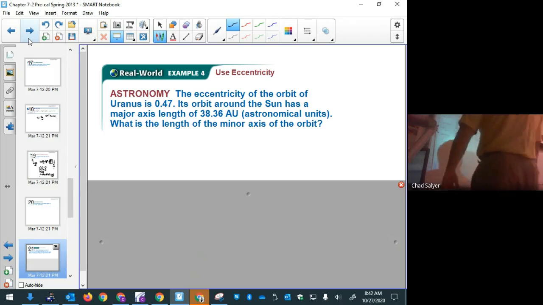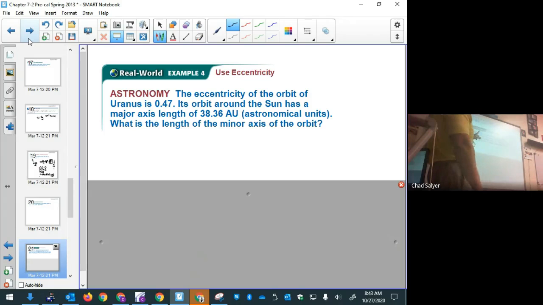So this asks us to find some information about Uranus. So the eccentricity of the orbit of Uranus is 0.47. In other words, it's a really oblong, football-shaped orbital path. The orbit around the sun has a major axis length of 38.36 AU, astronomical unit. Who can tell me what an astronomical unit is? Be impressed. Most unfortunate. It's the distance from Earth to the sun.